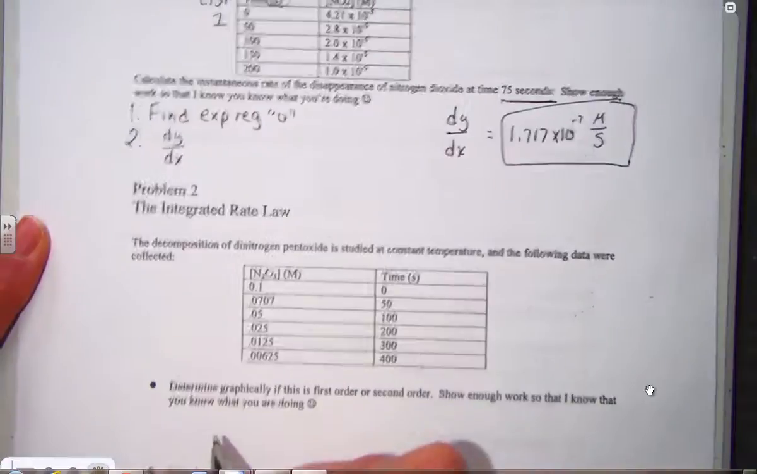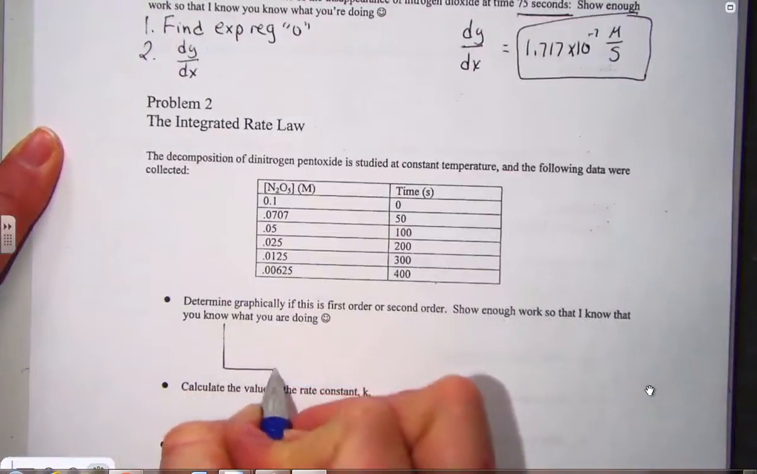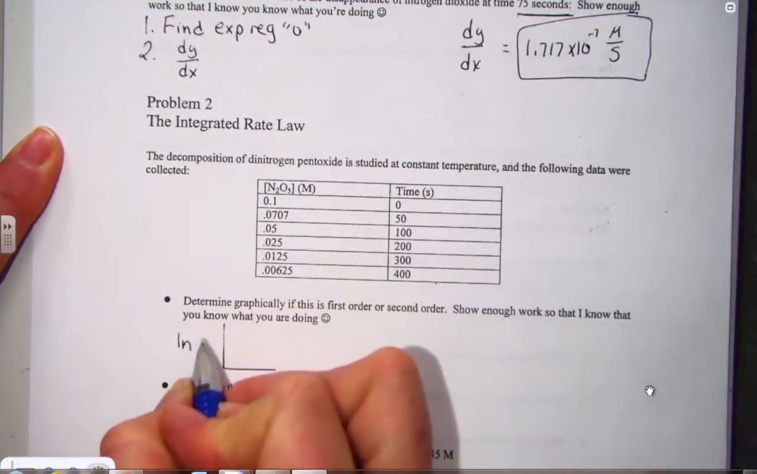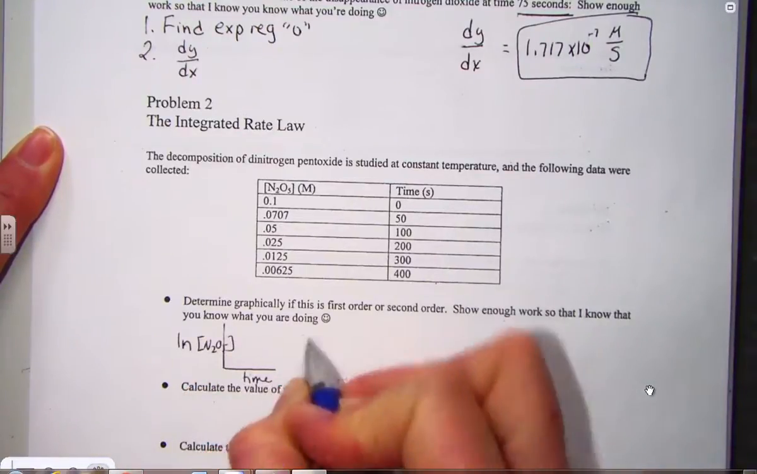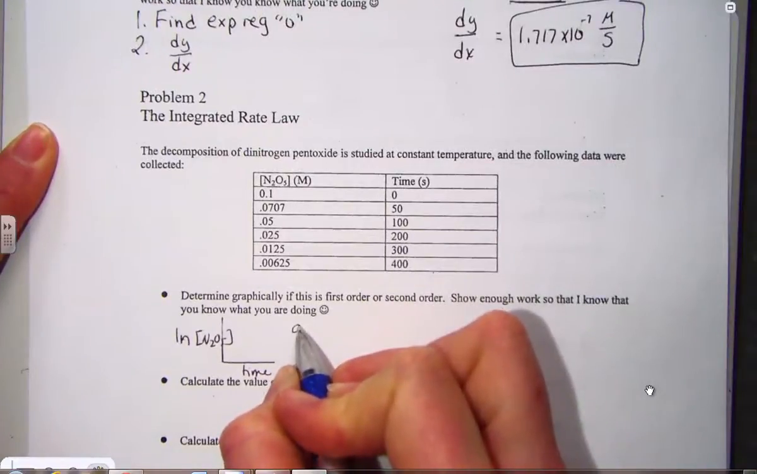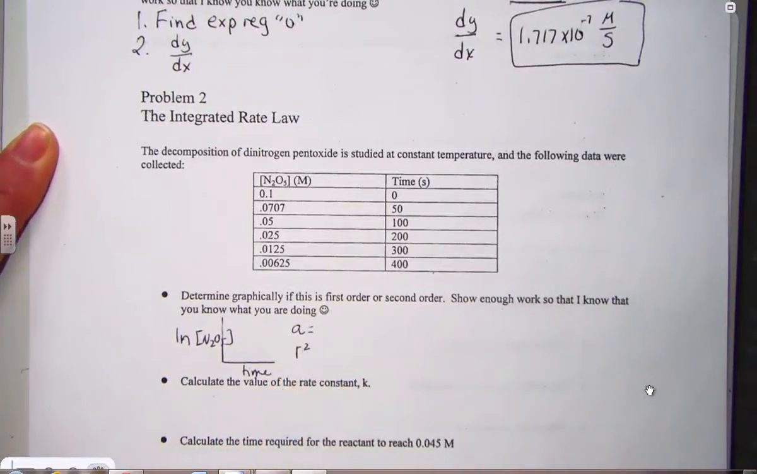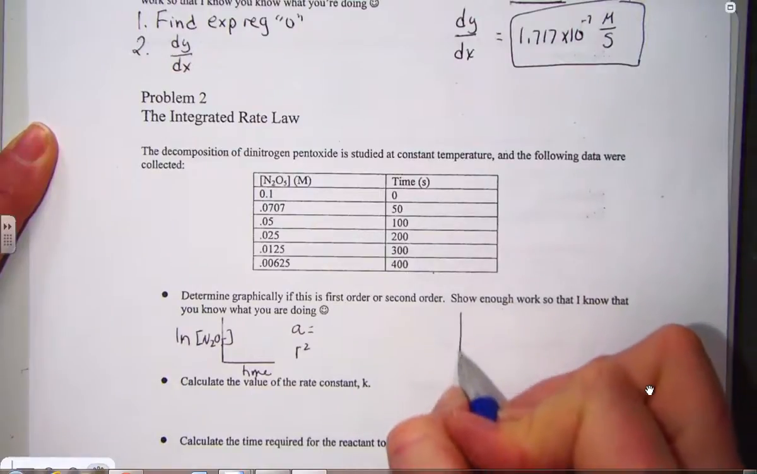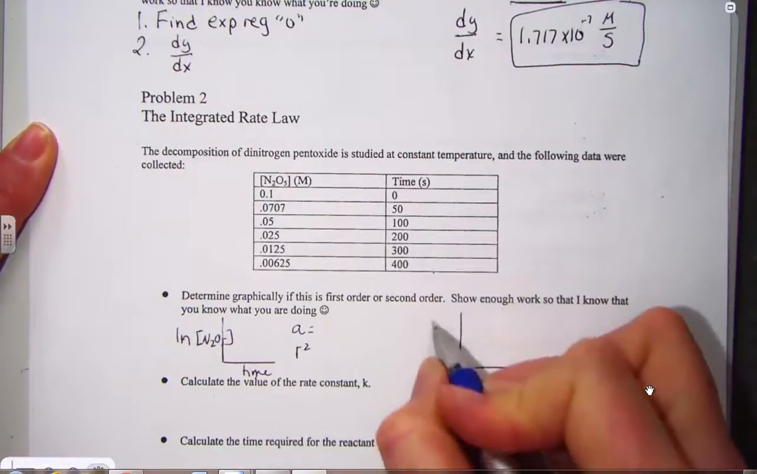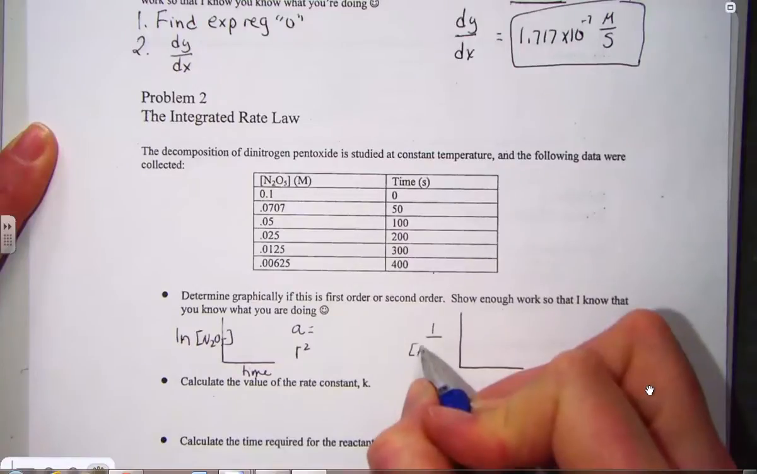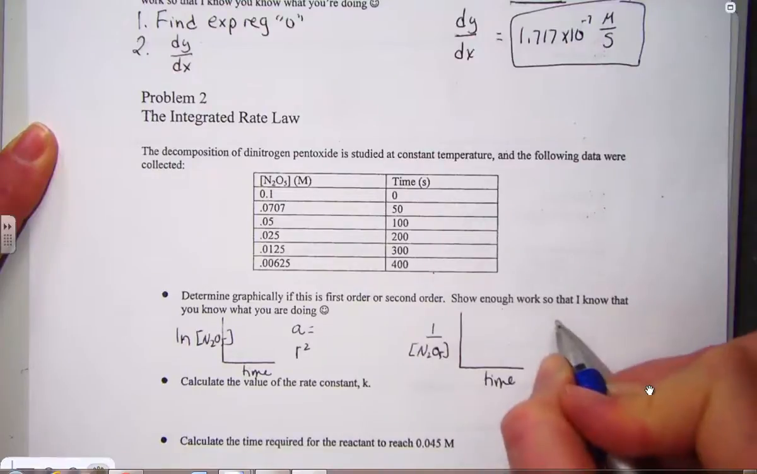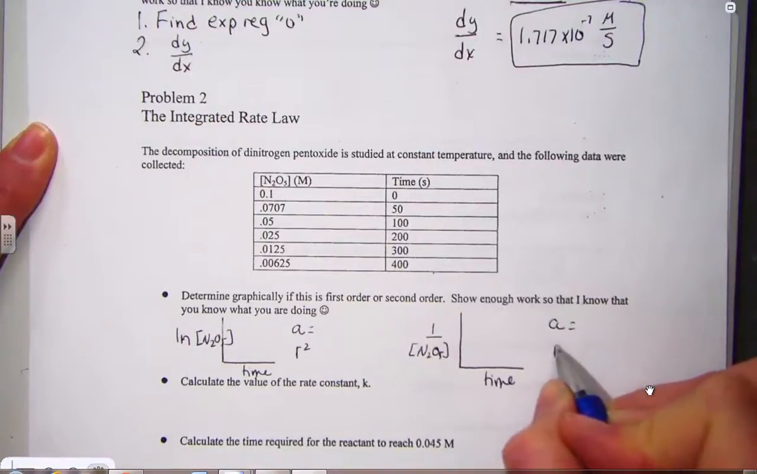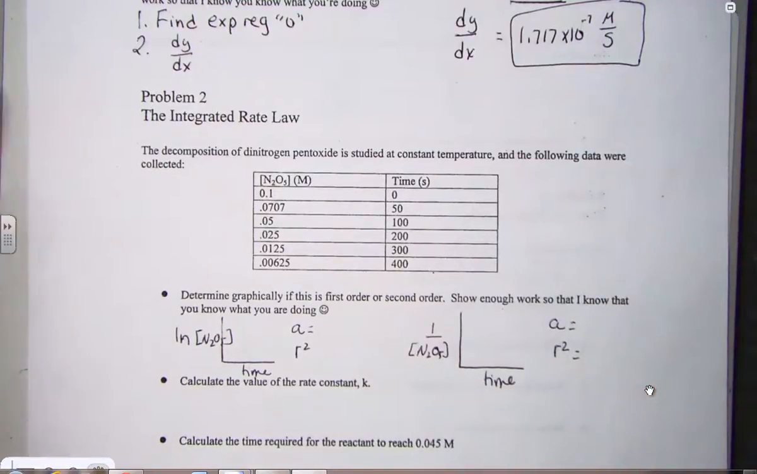So to show enough work, what we'll end up looking at, if it's first order, is the natural log of our concentration, N2O5, versus time. I want to see your slope of the line, and I want to see your correlation coefficient. And if indeed it's second order, it would be the reciprocal of our concentrations, N2O5 versus time. I want to see the slope of your line, and I want to see the correlation coefficient. That way I know what is the better straight line.